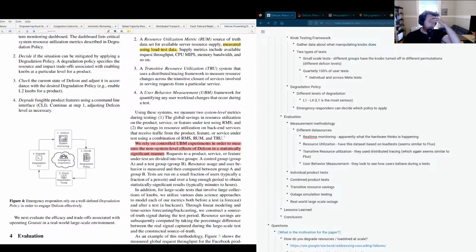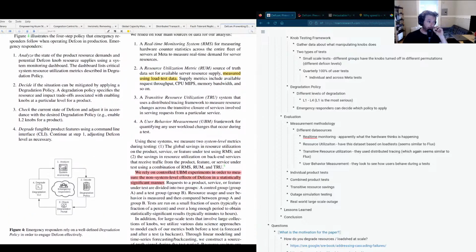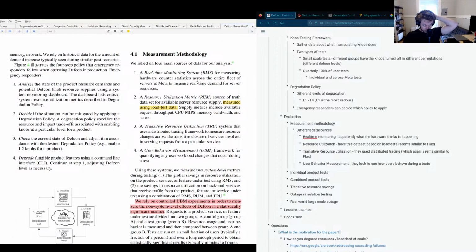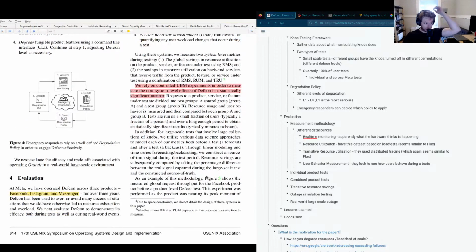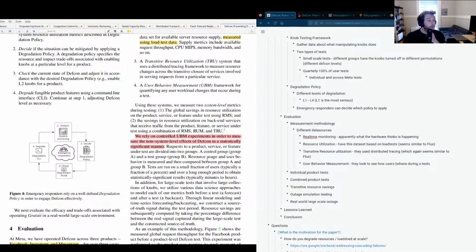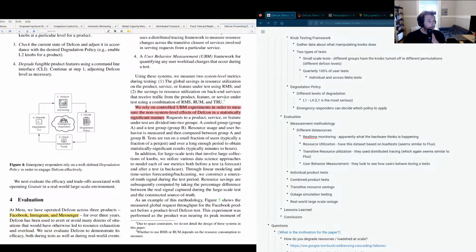Okay, so let's go back. Using these systems, we measure two system level metrics during testing: the global savings and resource utilization on the product, service, or feature under test using RMS. I think we'll understand more later.